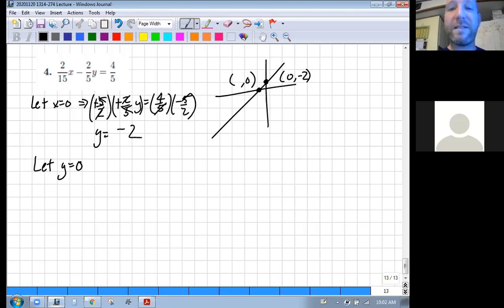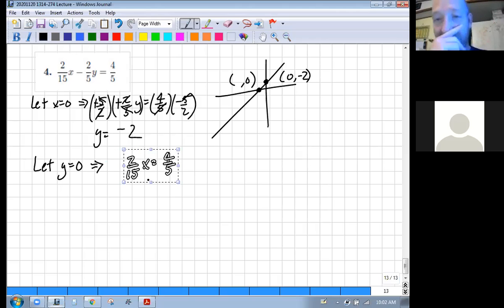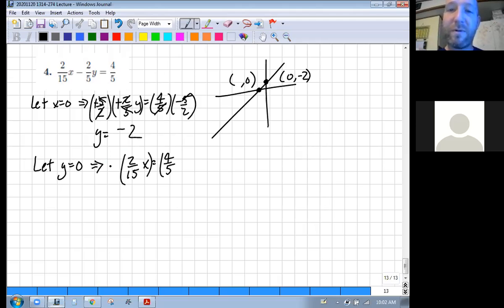What about when y is 0? Plug a 0 in for that, we get 2/15 x is 4/5. So to figure out what x is, let's multiply both sides by 15/2.